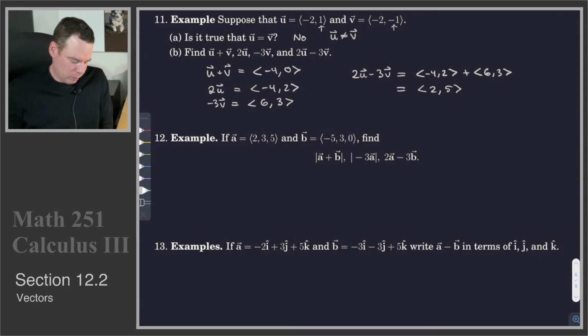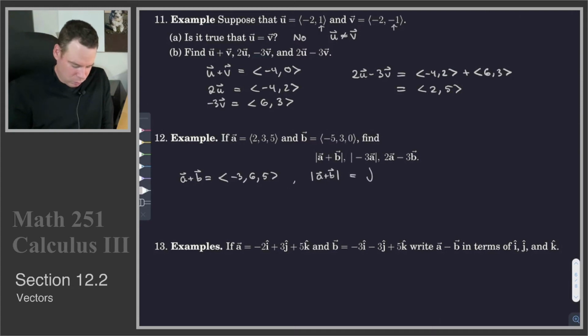How about the next example? This is in 3 dimensions now. If A is that vector and B is that vector, find the length of A plus B. First we'll find the sum of A and B. That is going to be <-3, 6, 5>. Then the length of A plus B is given by the square root of (-3) squared plus 6 squared plus 5 squared, or in other words, the square root of 9 plus 36 plus 25.